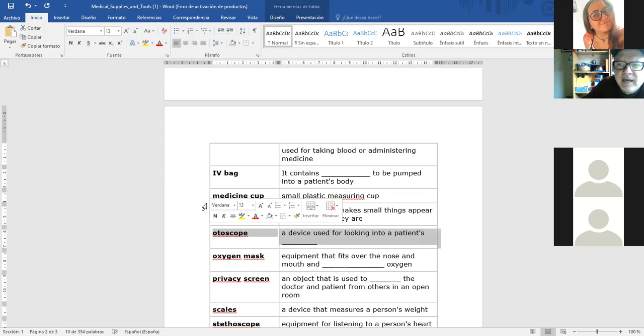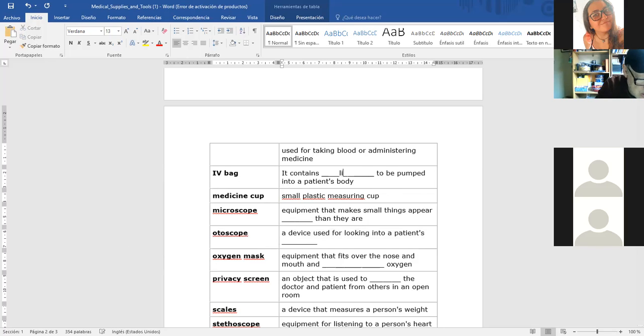The next, intravenous bag. Intravenous bag. It contains... to be pumped into a patient's body. Yeah, Martina, good. La típica bolsita de suero, ¿no es cierto? That's an IV bag, intravenous bag.